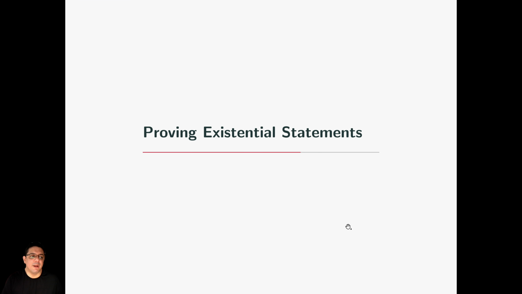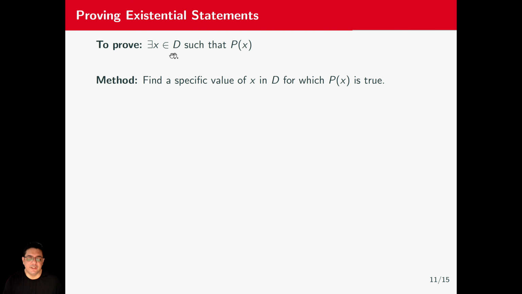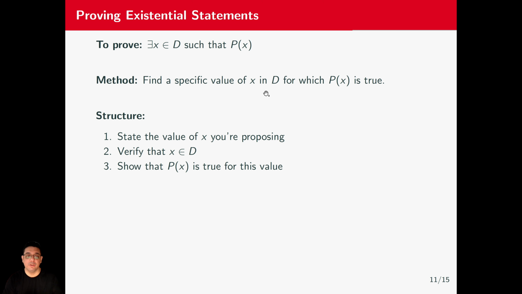Now, let's talk about proof and existential statements. An existential statement is something of the shape: there exists x that belongs to D such that P(x). The method here is going to be finding a specific value in the domain for which P(x) is true. So this is much more relaxed, because we only need to show an example. Existential statements only require that you show a brief example.